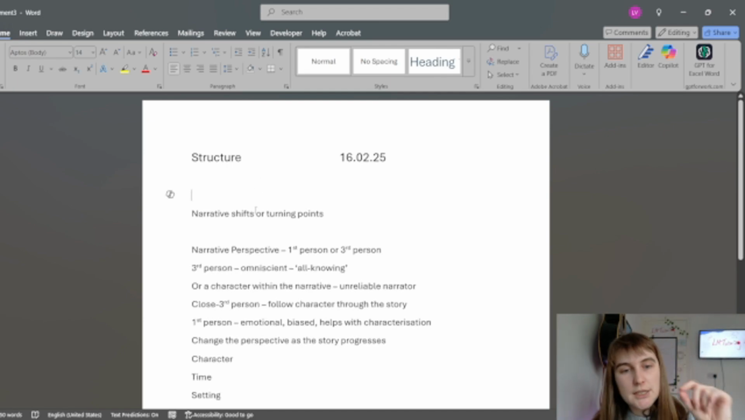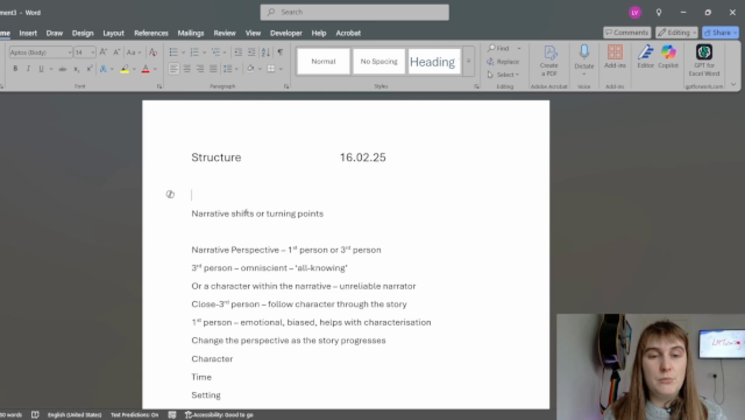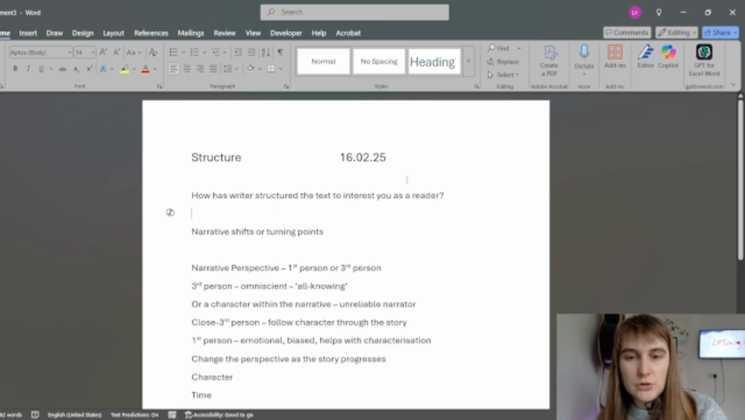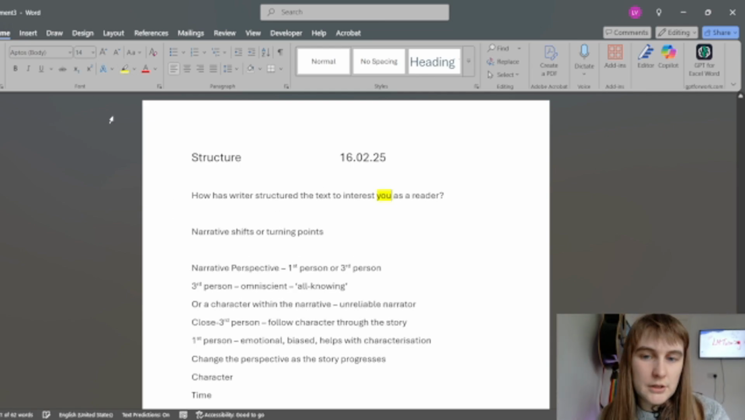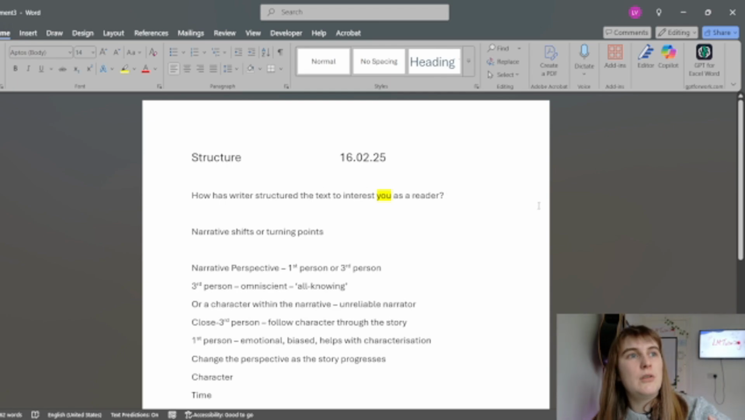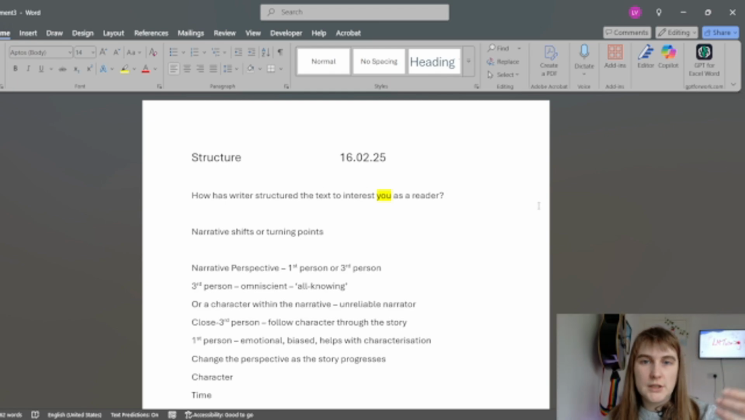Now, today, when we actually get into answering a question for those on Patreon, we're going to be using the question structure that you might have in a very popular exam board, and it's always written the same regardless of the text. So it will be how, whatever the text may be, how has the writer structured the text to interest you as a reader? Now, it's important not to necessarily get caught up in this you element, because you might be thinking about a reader in general. So even if it doesn't interest you, why might it interest someone? So we're thinking about what the writer has done to keep our interest.